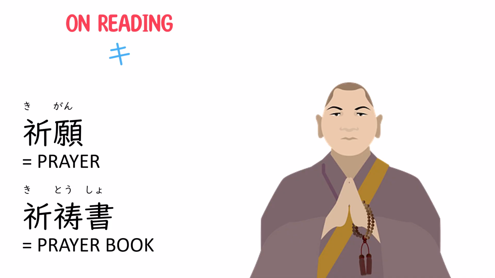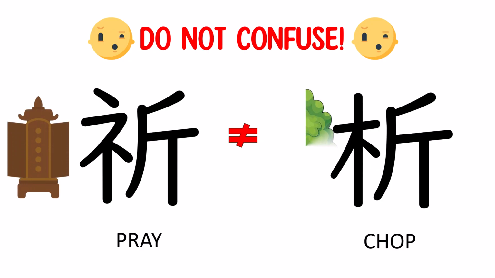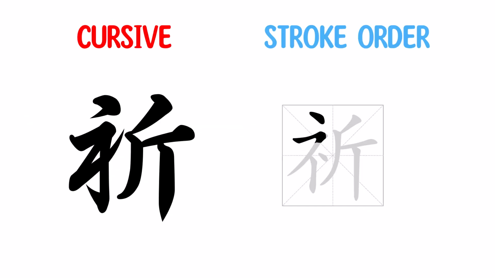The on reading is ki. The examples are kigan, or prayer, and kitosho, or prayer book. Do not confuse pray with chop. Main difference lies in the radical, as pray has an altar while chop has a tree. I love how radicals make so much sense. This kanji has 8 strokes. Is prayer a common practice in your culture? It is definitely something that is commonly done in Japan at Buddhist temples.